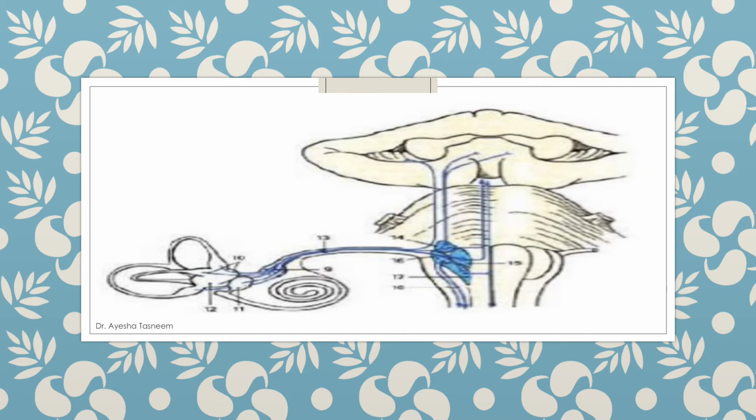The nerve fibers of the vestibular nerve are central processes of the nerve cells located in the vestibular ganglion, which is situated in the internal acoustic meatus. They enter the anterior surface of the brainstem in the groove between the lower border of the pons and upper part of the medulla oblongata.